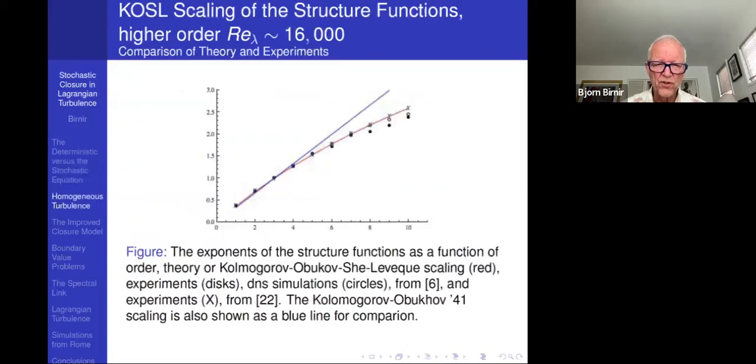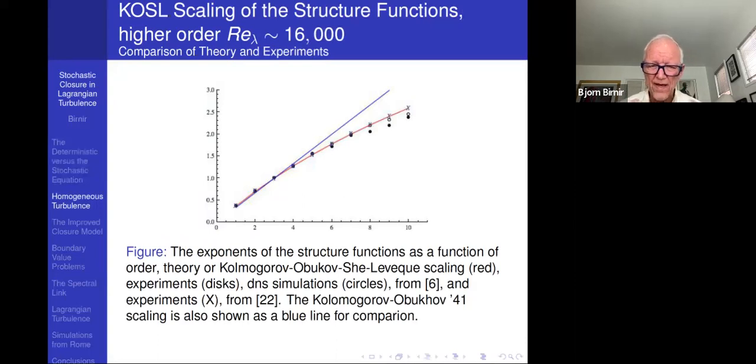So let's start with homogeneous turbulence. Now, it turns out that you can use the stochastic closure theory to compute the structure functions. That's a little surprising, but using this stochastic equation, you can actually compute the structure functions.